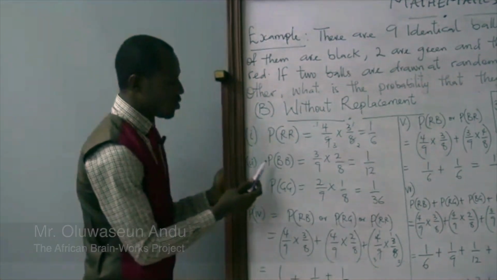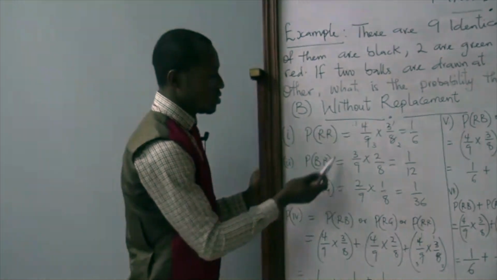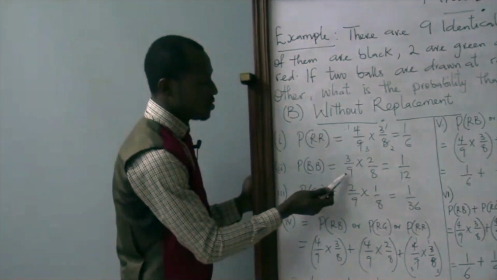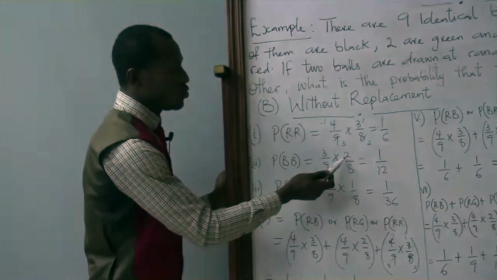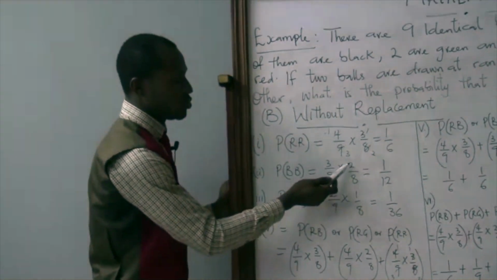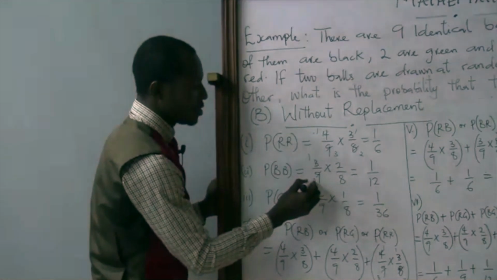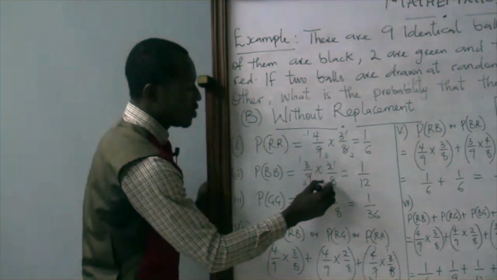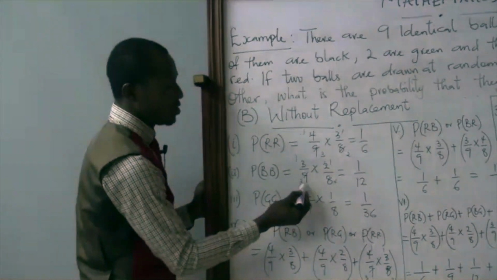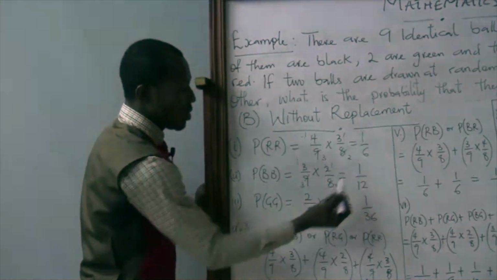The next one, picking 2 black balls. If I pick the first one, that's 3 over 9. It has reduced, we have 2 more black balls, so that's 2 over 8. If I divide this, 3 here 1, 3 in 9, that's 3. 2 here 1, 2 in 8, that's 4. So 3 times 4 is 12, 1 times 1 is 1.